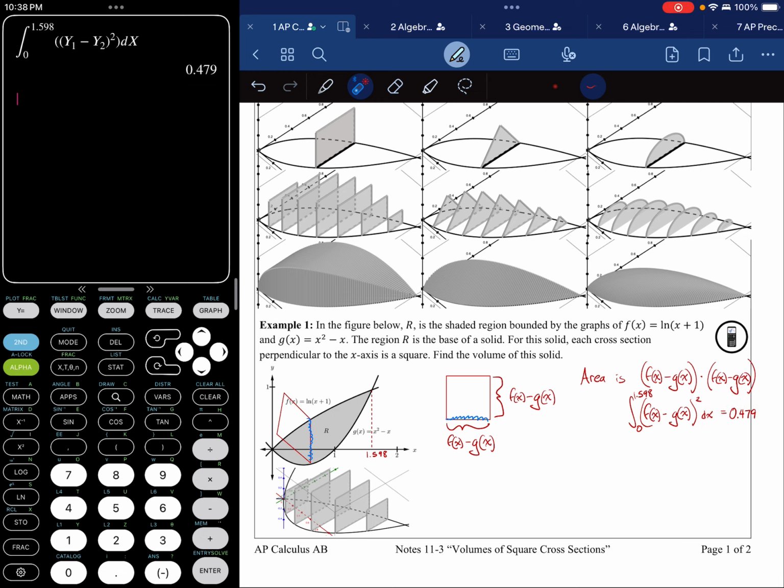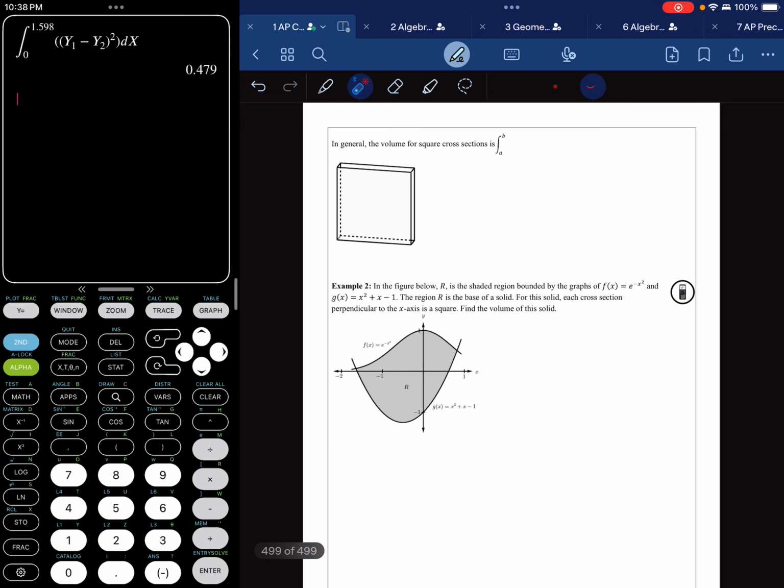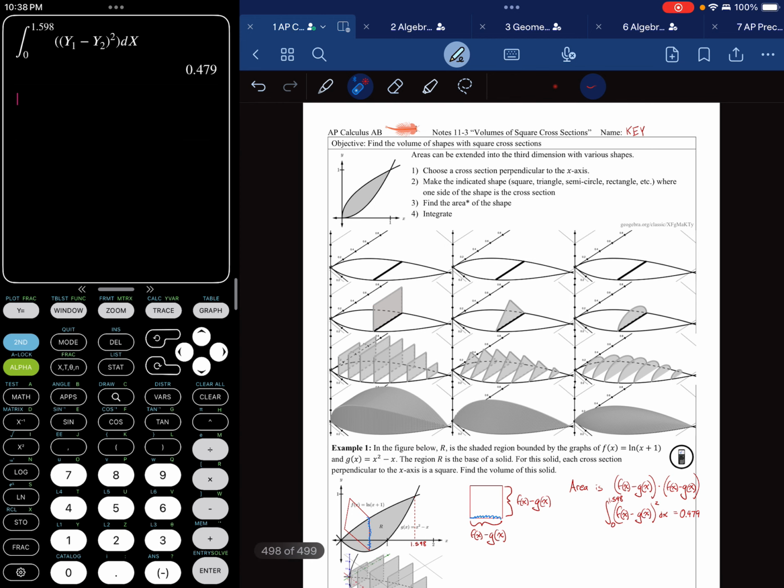All right, well, that's our first example. Let's try another, shall we? Oh, before we talk about example two, I want to talk about where this dx came from. Why do we have a dx there? And what's the generalized formula for any square?